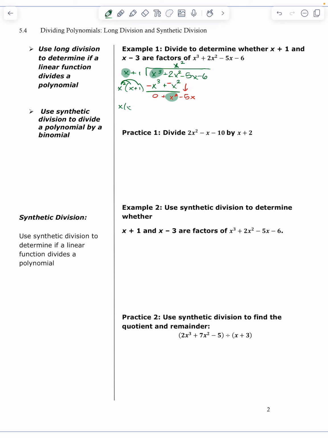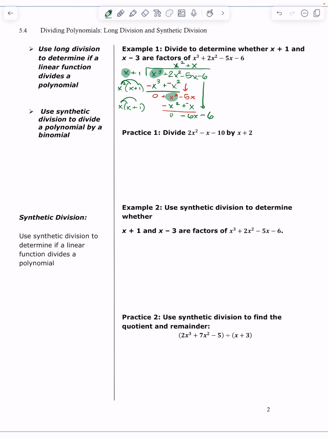I'm going to multiply x by my x plus 1. I'm multiplying by positive x, so it's a plus x up there. x times x gives me the x to the second. x times 1 gives me x. Again, I'm going to subtract both terms. x to the second minus x to the second, I get a 0 here. I've got minus 5x minus x gives me a minus 6x. And down comes my minus 6.